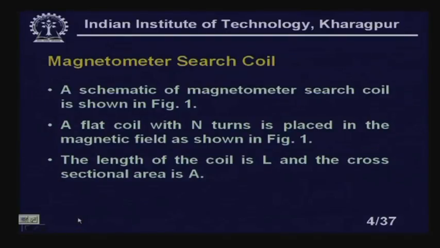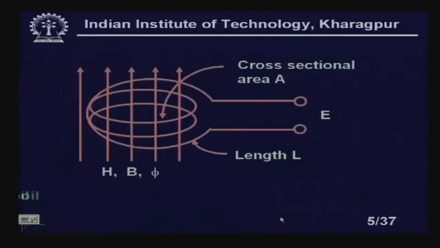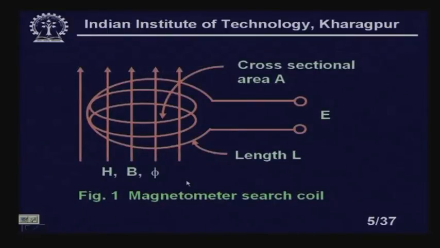So, the length of the coil is L and the cross sectional area is A. We will talk about the SI unit of A. So, this is all we talked about. There is a flux density connected to magnetic field H by mu, and this is the cross sectional area A. This is the output voltage which is coming from the coil.